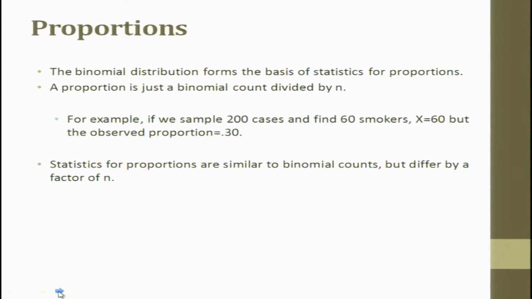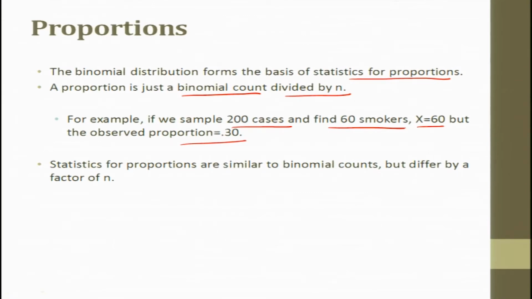Now, the binomial distribution forms the basis of statistics for proportions. A proportion is just a binomial count divided by n, as I discussed when I covered binomial distributions in the previous lecture. For example, we have 200 cases and we find 60 smokers. So x is equal to 60, but the observed proportion is 0.3, since 60 by 200 is 0.3.